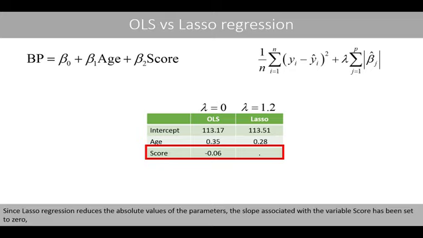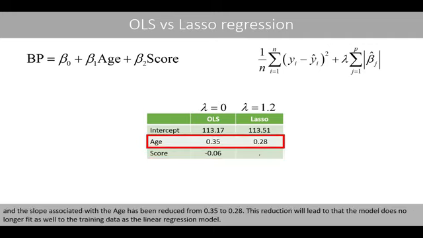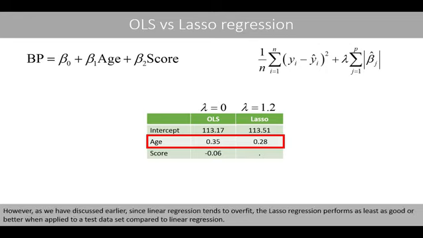Since Lasso regression reduces the absolute values of the parameters, the slope associated with the variable score has been set to 0, and the slope associated with the age has been reduced from 0.35 to 0.28. This reduction will lead to the model no longer fitting as well to the training data as the linear regression model. However, as we have seen earlier, since linear regression tends to overfit, the Lasso regression performs at least as good or better when applied to a test dataset compared to linear regression.